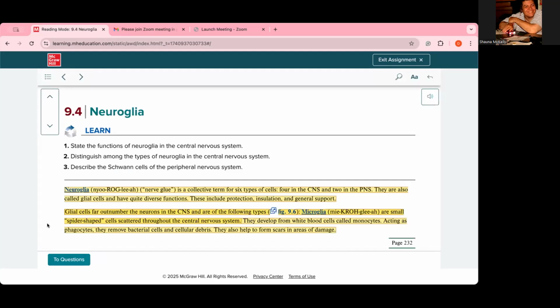Neuroglia, nerve glue, is a collective term for 6 types of cells, 4 in the CNS, 2 in the PNS. They are also called glial cells and have quite diverse functions. They include protection, insulation, and general support. Glial cells far outnumber the neurons in the CNS and are of the following types. Microglia are small spider-shaped cells scattered throughout the central nervous system. They develop from white blood cells called monocytes.